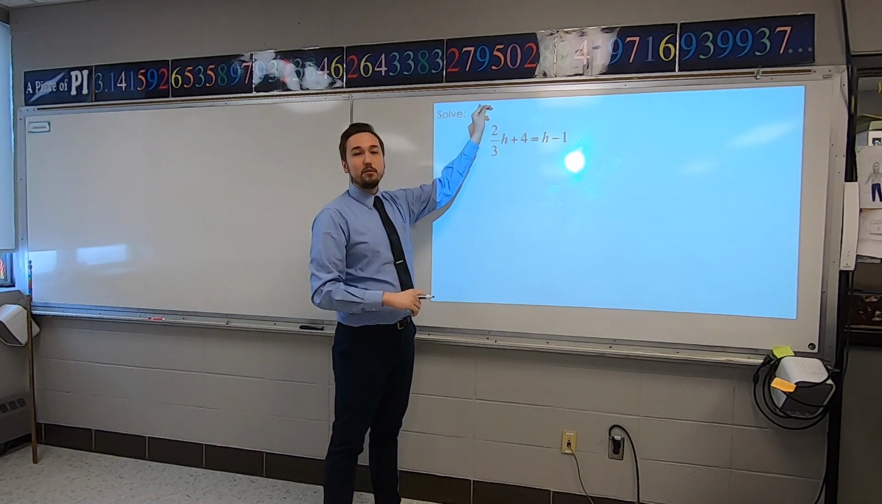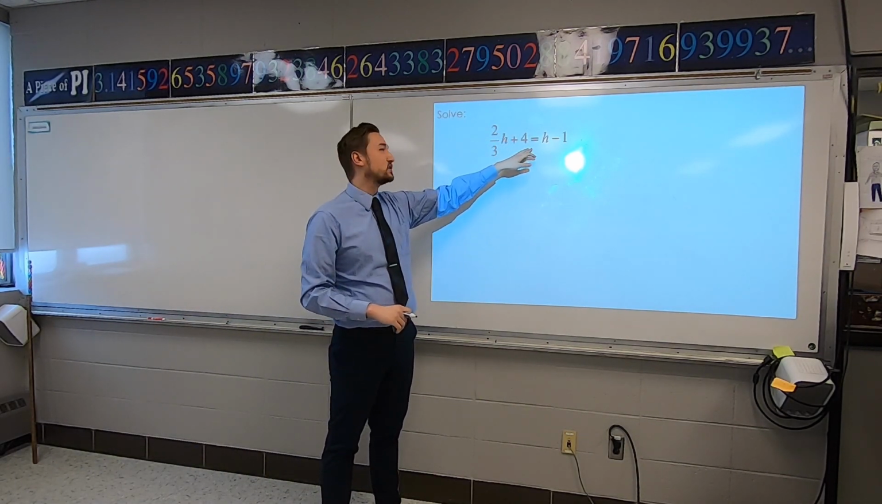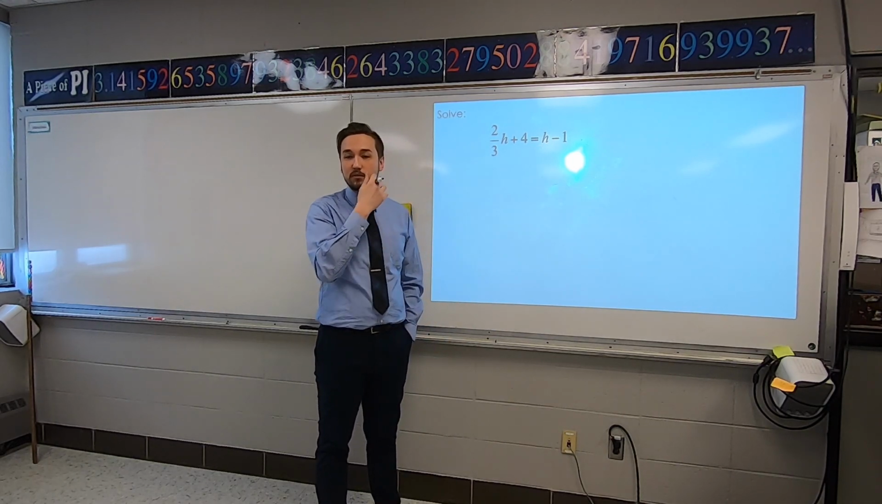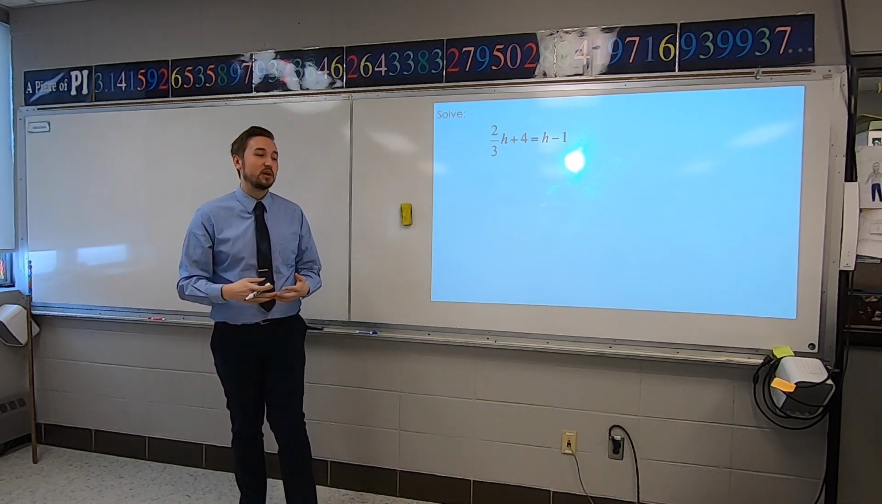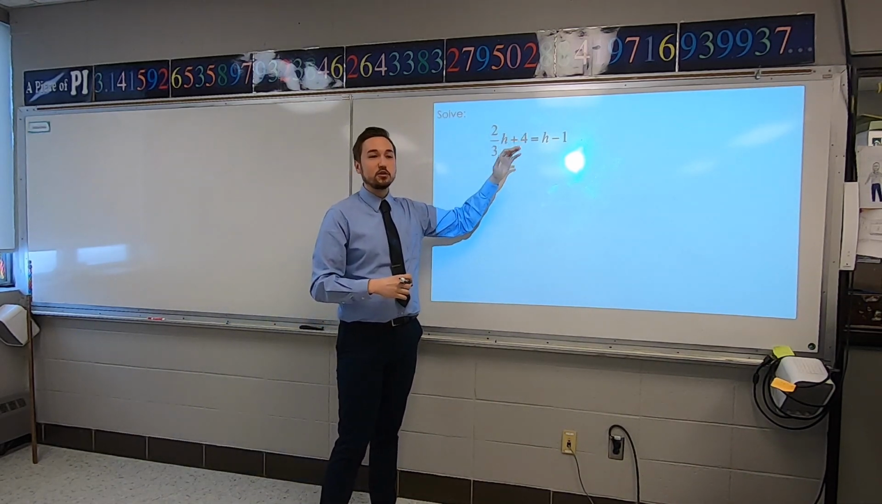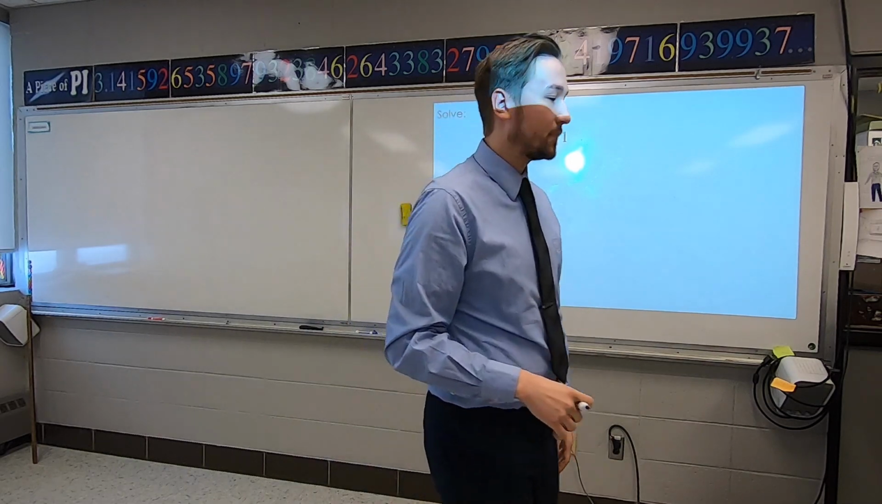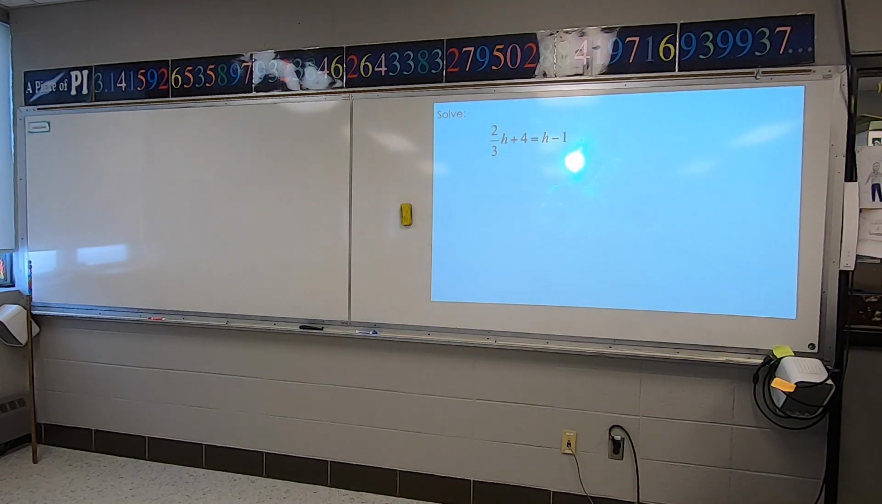In this problem right here, we have 2/3 h plus 4 equals h minus 1. We want to get all of our variable terms together, and we want to get all of our constant terms together. So what do we do?